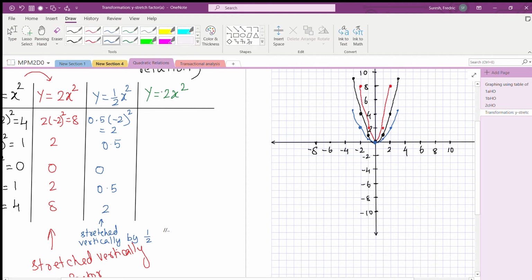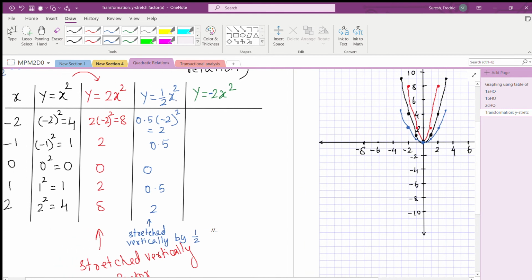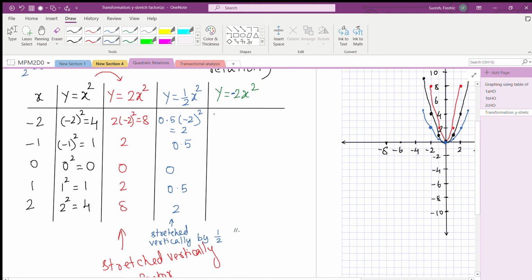So let's say we have y equals a negative number that is multiplying the x squared here. So we will follow the same idea as before. We can do it this way. We can substitute the x value of negative 2 here and square that. What I will get is a negative 4. You can punch that into your calculator to confirm it for yourself.